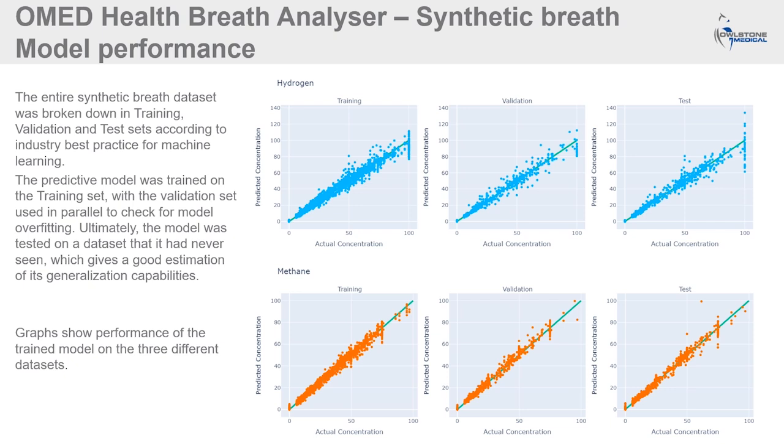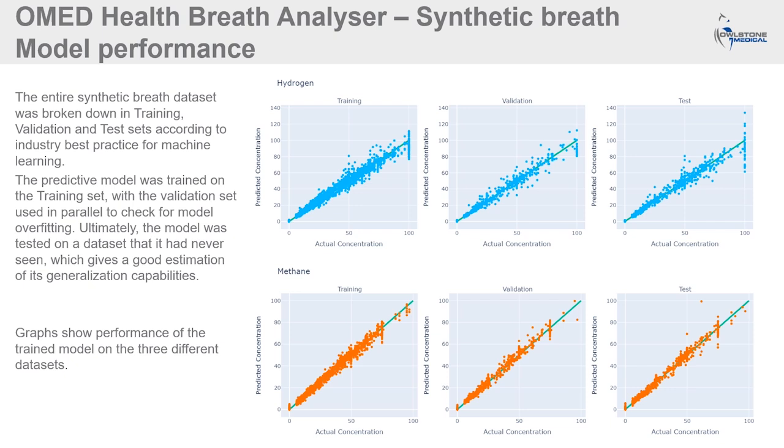The graphs here show a comparison of true concentrations on the x-axis and the model predicted concentrations on the y-axis. So minimal spread around the green line means good predictive capabilities. Performance on the test set being virtually equivalent to performance on the train set means the algorithm is likely to generalize well to new data. All in all, we are in a good spot for predicting hydrogen and methane concentrations on synthetic breath.